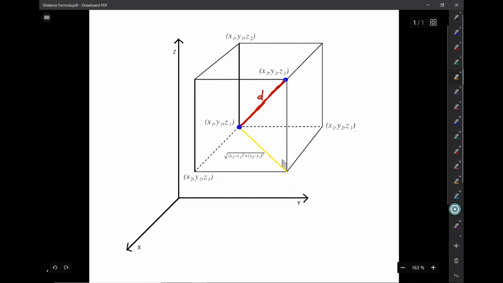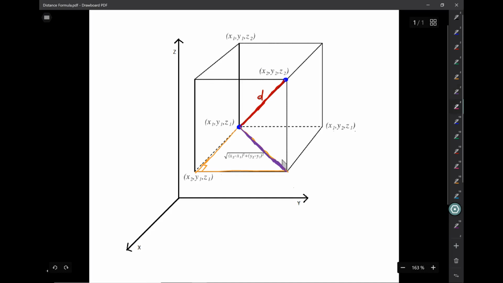And this length here is just a line along the xy plane, and I can see that it would create a right triangle here, right? So this length is the change in x's, this length is the change in y's, and so this length here, using the distance formula, is the square root of the change in x's squared plus the change in y's squared. Same idea as the two-dimensional distance formula that we had before. So that's this length here.